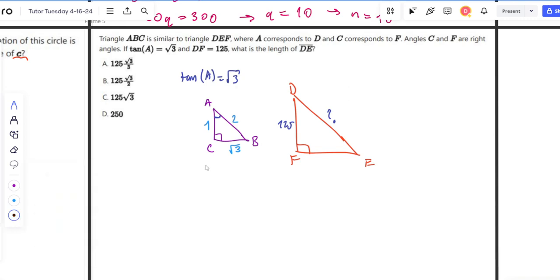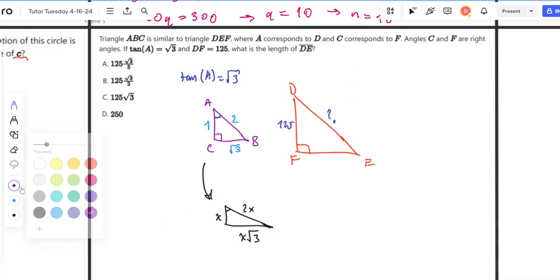Now let me redraw this in a better proportion and show you guys what this actually is. Let's call this side x, let's call this side x root 3, and let's call this 2x. This is actually a 30, 60, 90 triangle. Although I think we might have messed up originally. The 30 degree should be down here, 60 degrees should be over here.